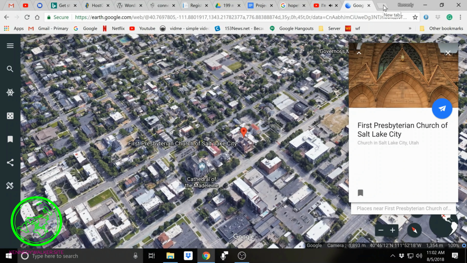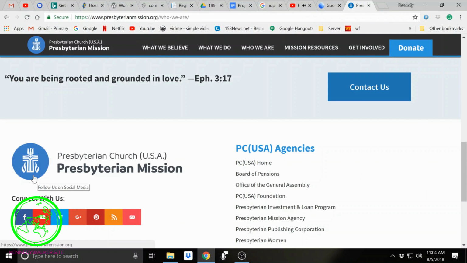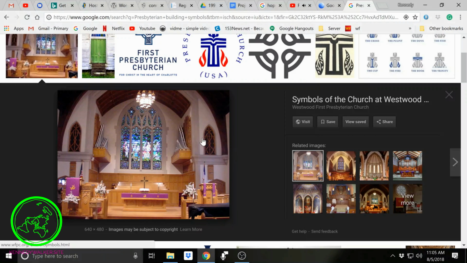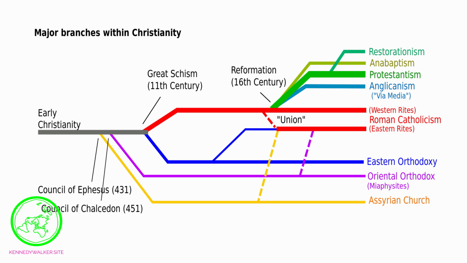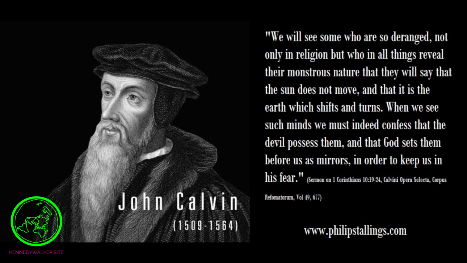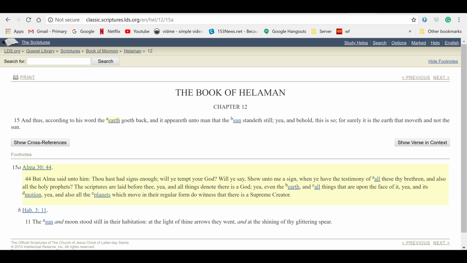That's the Presbyterian Church. So let's take a look at their symbols. That's their logo, it looks like. These are Protestant, which they broke away from the Catholics after the Protestant Reformation. These are, I think, followers of some of Calvin's teachings. So it seems pretty apparent that he was actually just a Catholic and not a follower of Luther at all. This is why we find heliocentrism spelled out in the Book of Mormon, even though it's not in the Bible.